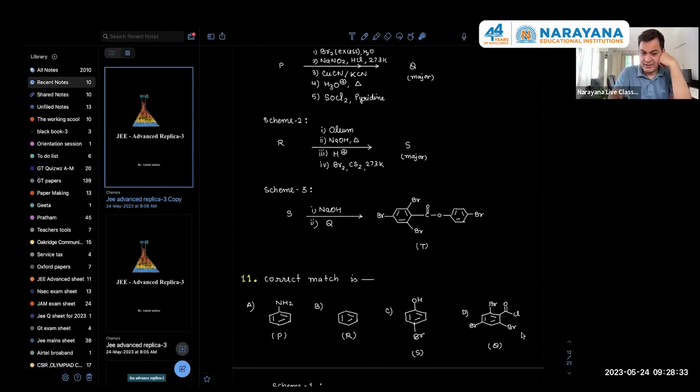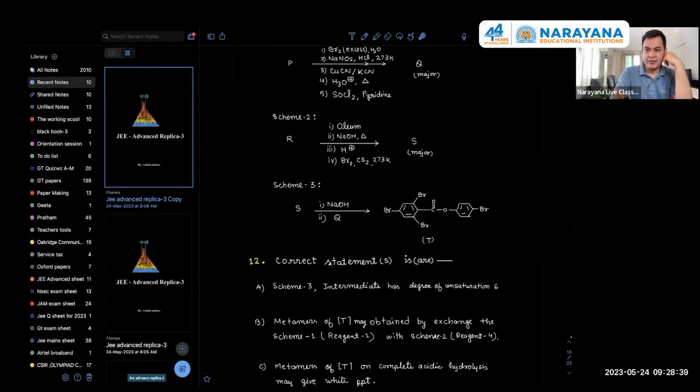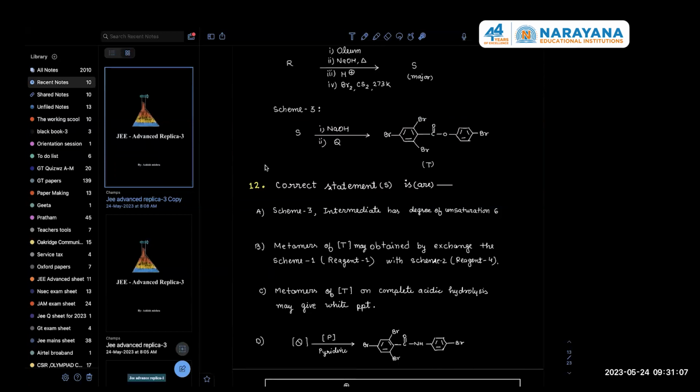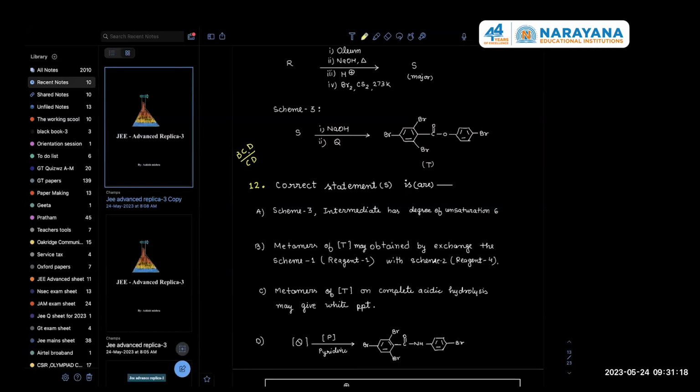The next part, what I have created for the same question, you see that next part also. This is scheme 1. Now the same thing: P, scheme 1 gives Q, scheme 2 gives S, and S and Q give this compound T. Now check this second question for the same theory. C, D, sir. Which one? C and D. Okay. B, C, and D. One is saying B, C, D. CD. C, D.